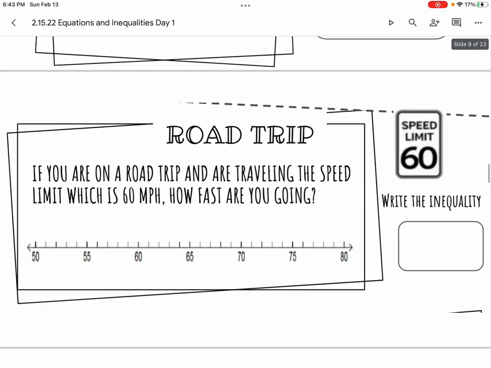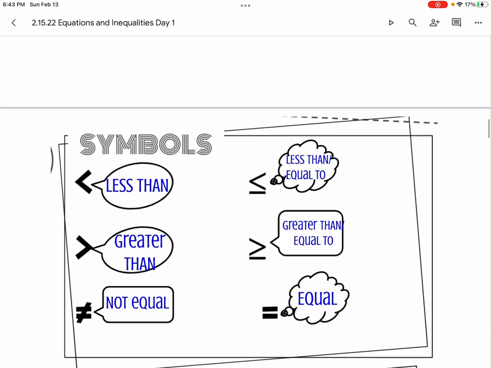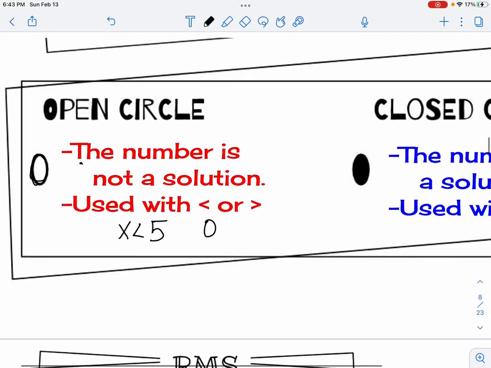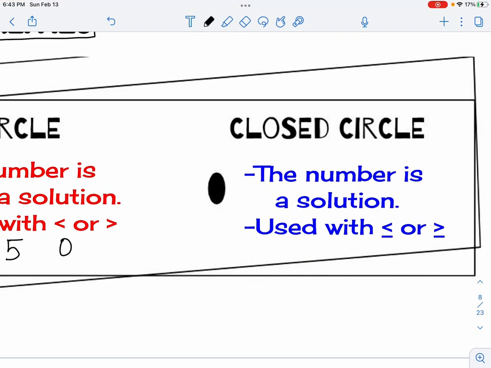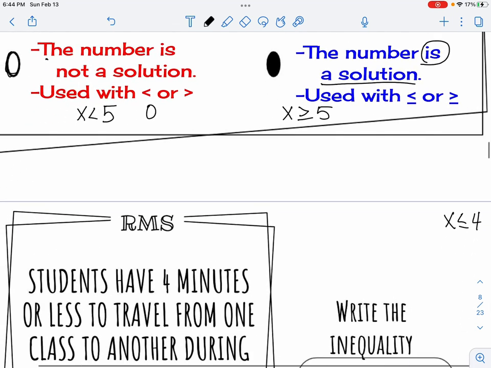Oops. What just happened here? Okay, closed circle. Sorry about that. Alright, when I have a closed circle, that means that the number is a solution. So it is a part of my solution. So if I'm working with 5 again and I have x is greater than or equal to 5, that means that 5 is a part of my solution. Okay, and I have some examples that we're going to go over here.